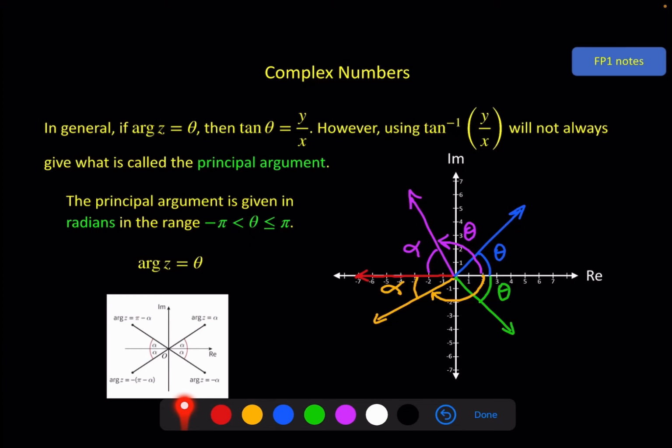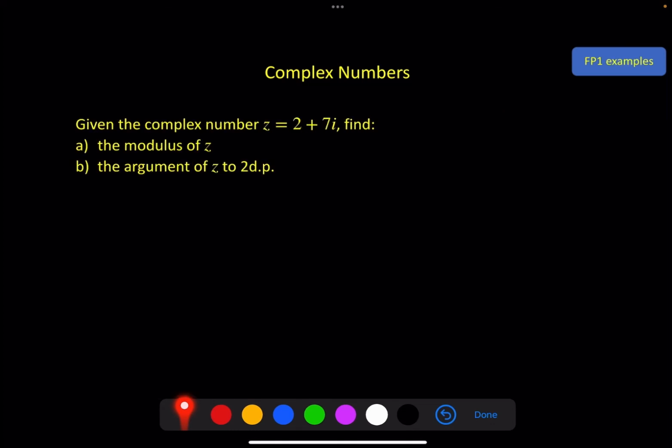When we look at the modulus argument form, it's very easy to get the wrong angle unless you have visualized where your complex number is on the Argand diagram. So when I do that later in the video, you'll notice that I always draw a quick sketch of the Argand diagram. So here are some examples before we get to that.